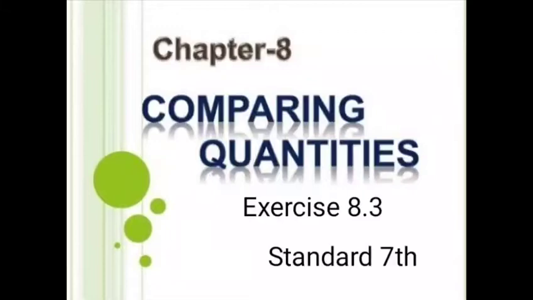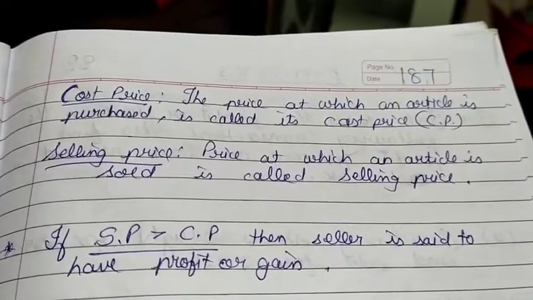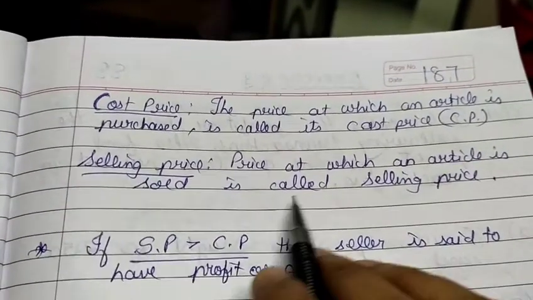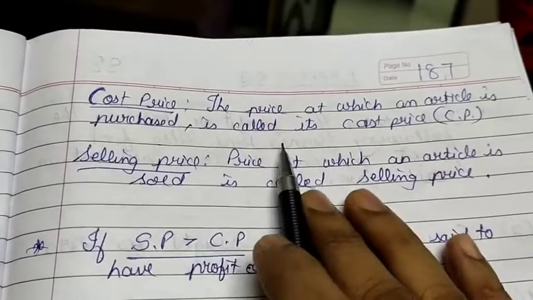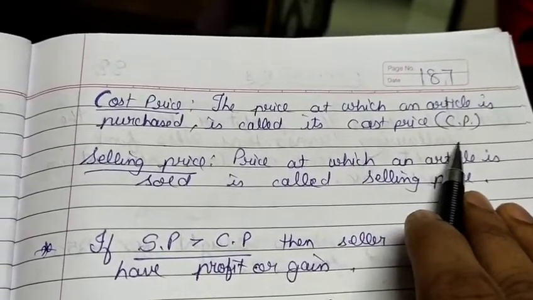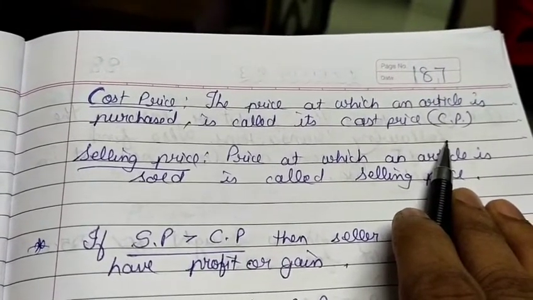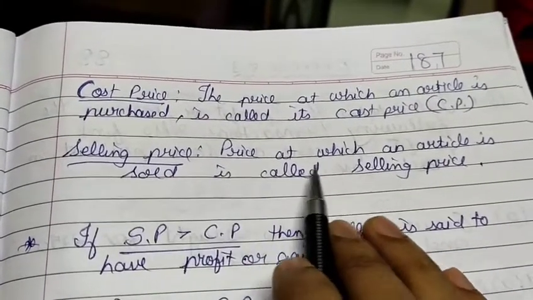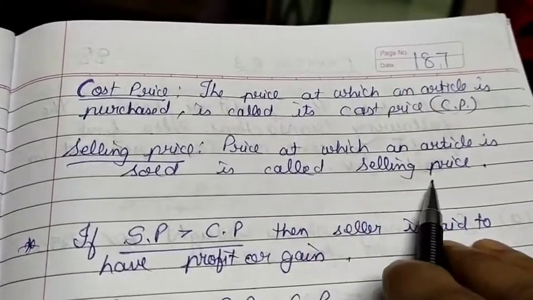In this video we will see exercise 8.3 of Comparing Quantities. Let's see our new topic, that is cost price. The price at which an article is purchased is called its cost price. Now the price at which an article is sold is called the selling price.